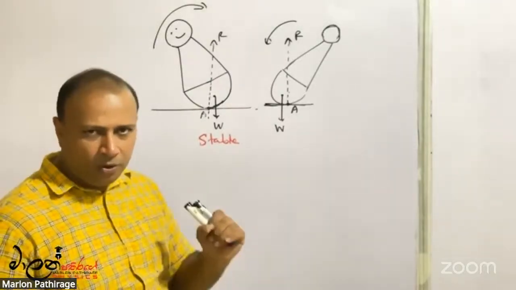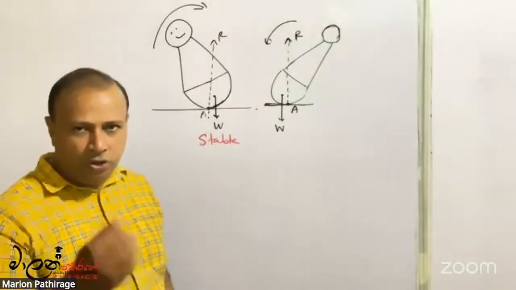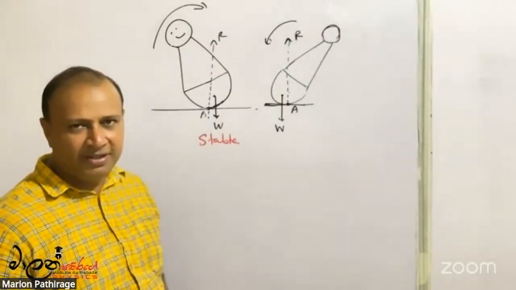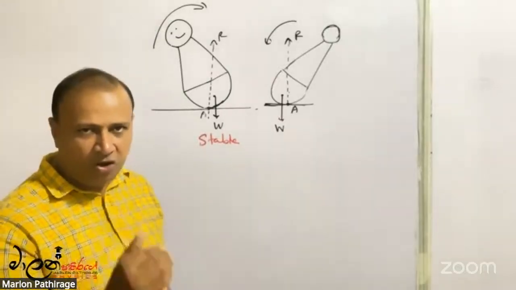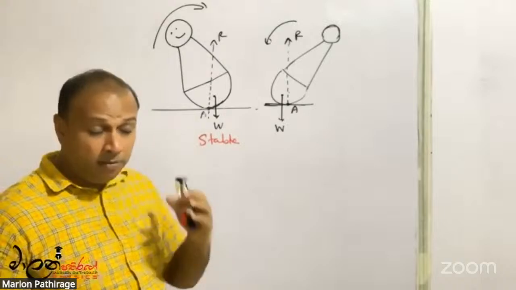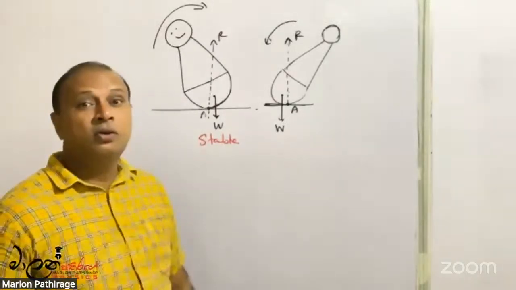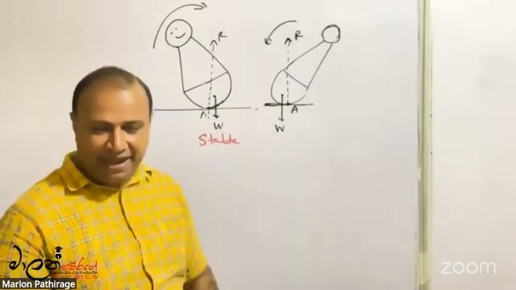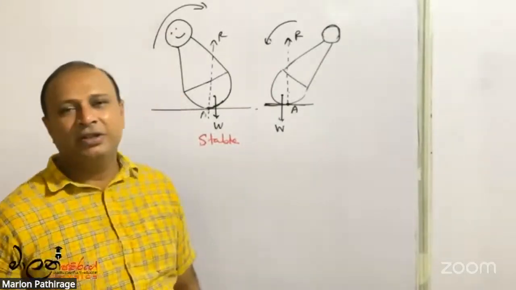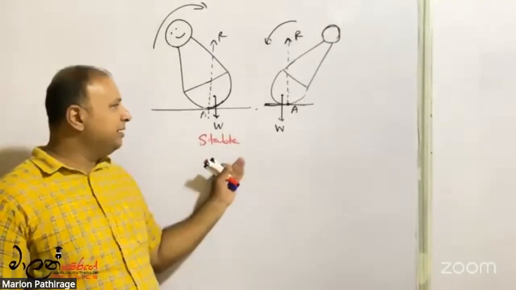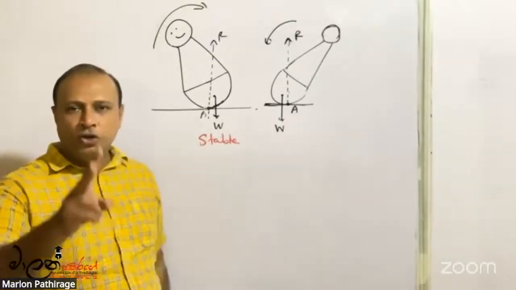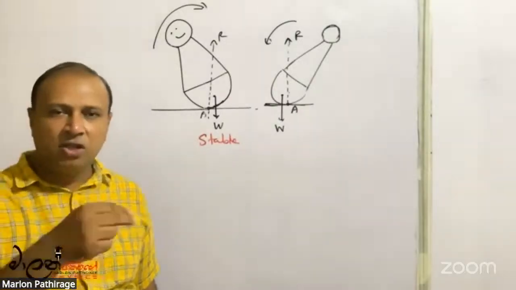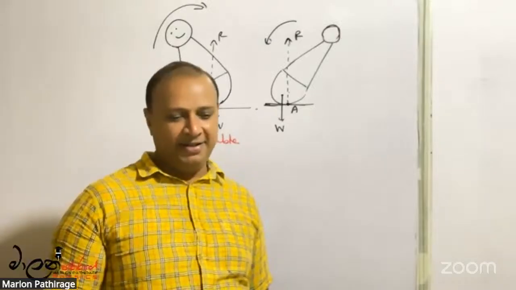Then you have to draw two different figures that show the center of gravity of the object when it is in unstable equilibrium condition and neutral equilibrium condition. Now this is the stable condition. And now we have to draw two different figures that show the neutral condition and the unstable condition.